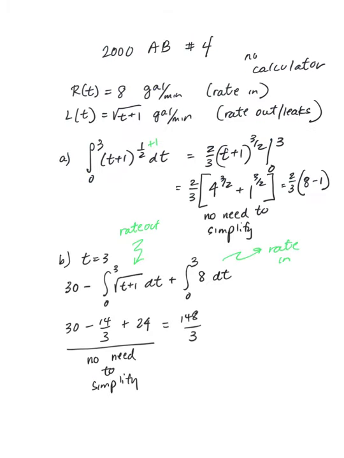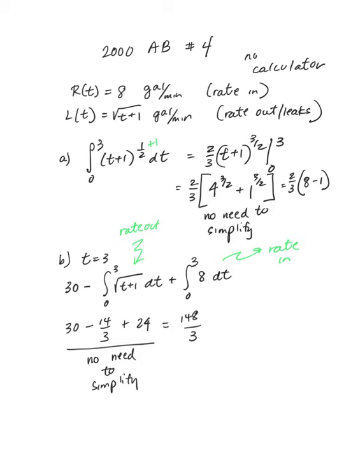All right, question 2000, AB number 4. This is a non-calculator problem, or you don't have your calculator. We have rate in of a constant 8 gallons per minute, and rate out, the amount that the water leaks out, is the square root of t plus 1 gallons per minute. And part A asked how many gallons of water actually leak out from the time from 0 to 3.